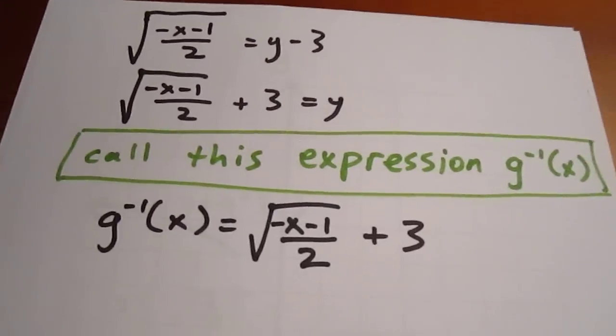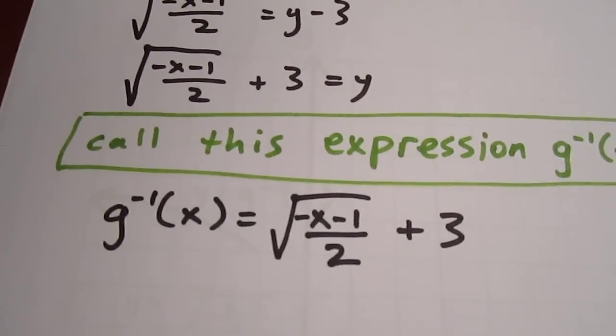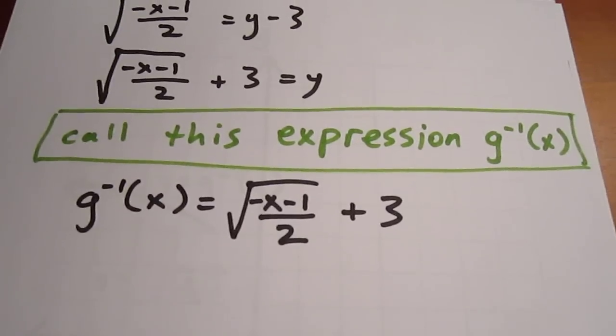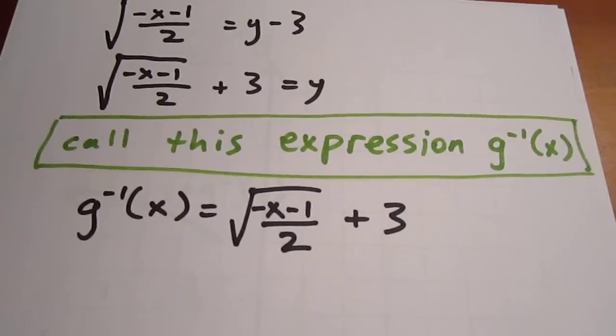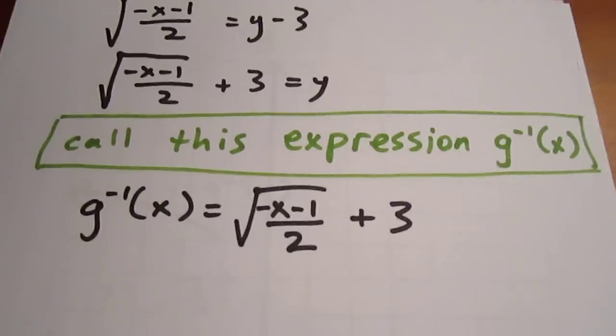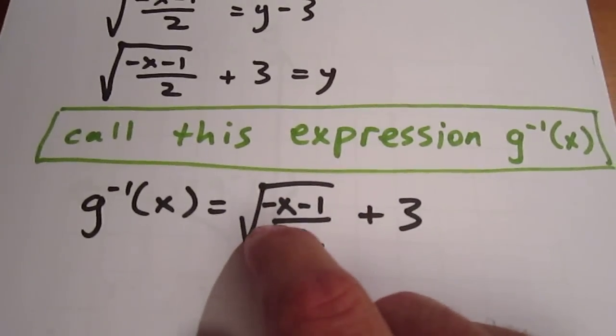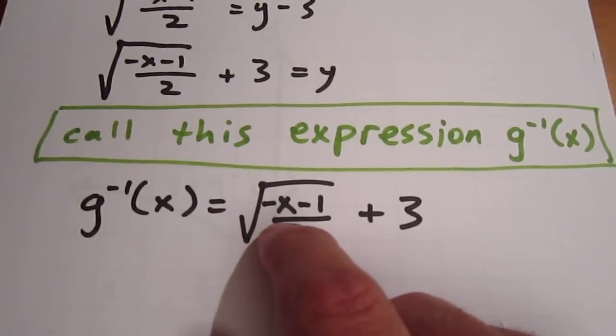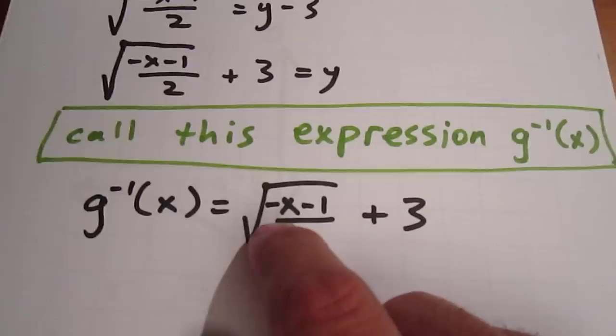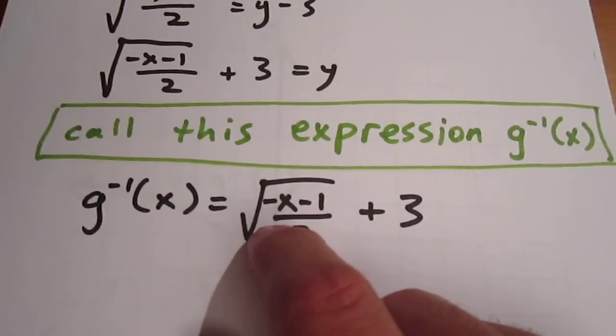And so we can say that our g inverse of x is -x minus 1 all over 2. This, by the way, this horizontal bar should extend a little further out than it does. It should incorporate that negative as well.